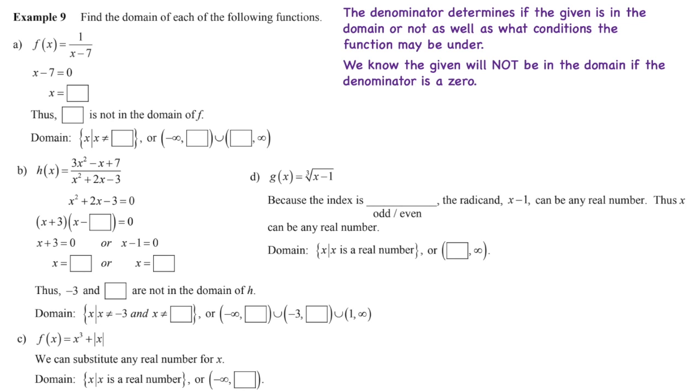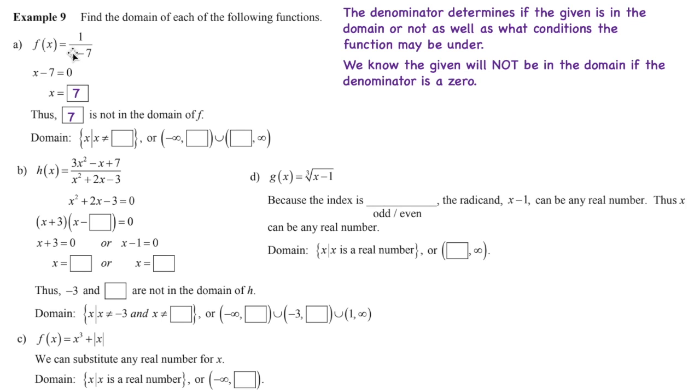So I'm going to start by solving each denominator for 0 because we know whenever it equals 0, it will not be defined. When I set x minus 7 equal to 0 and solve, I get x equal to 7. So x cannot be 7 because if I take 7 and plug it in here, I will end up with 1 over 0 and we know that can't happen. So 7 is not in the domain.